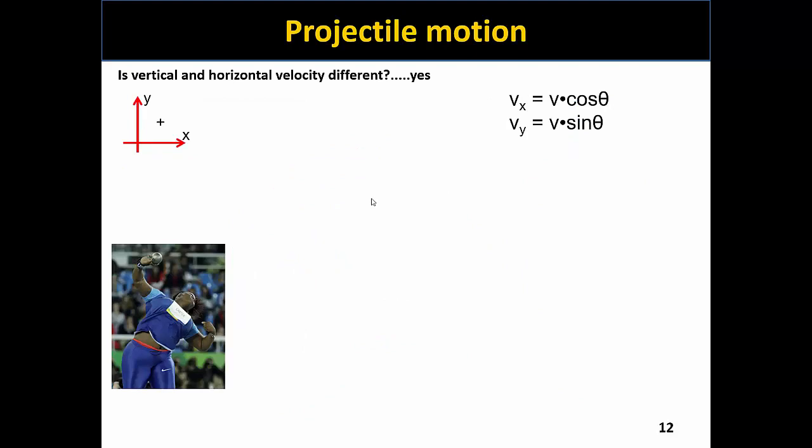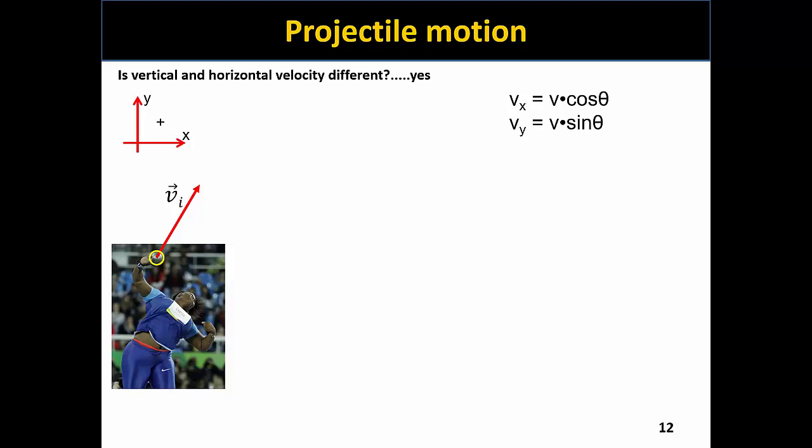And going back to the shot put here, we'll take a look at the pattern of the path of the shot put released by Michelle Carter. Once again, don't forget about our frame of reference. We always start with our frame of reference. And to answer the question, is vertical and horizontal velocity different? The answer to that question is yes, and we'll take a look at that here in a moment.